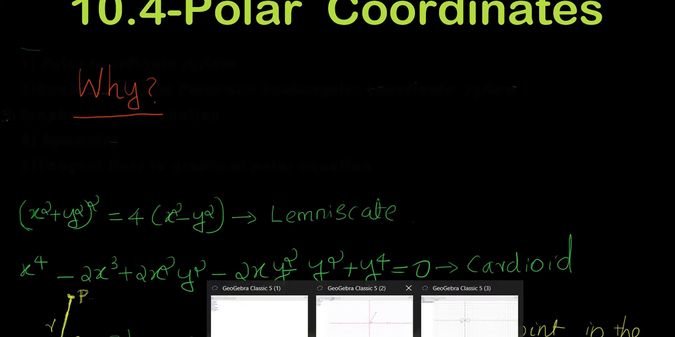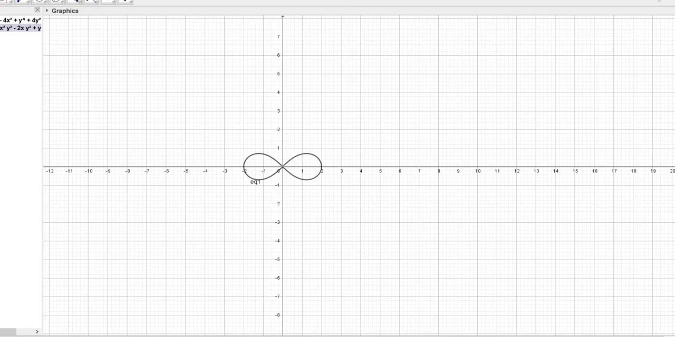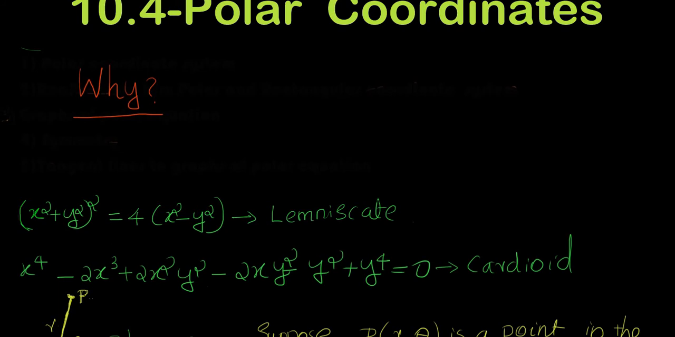Look at this picture. This is the lemniscate, and we can see that this is the second graph. This is a cardioid. Together we can see that this one is the lemniscate and another is the cardioid. Look at this equation. This is very complicated actually, right?